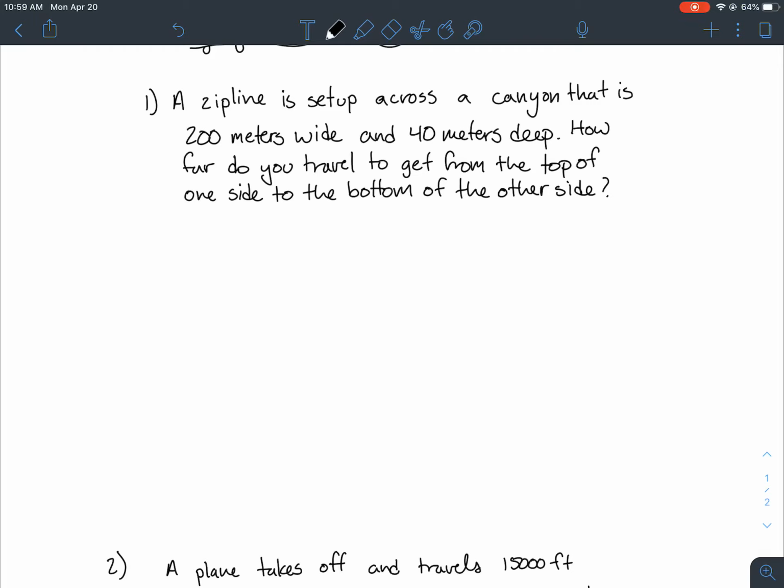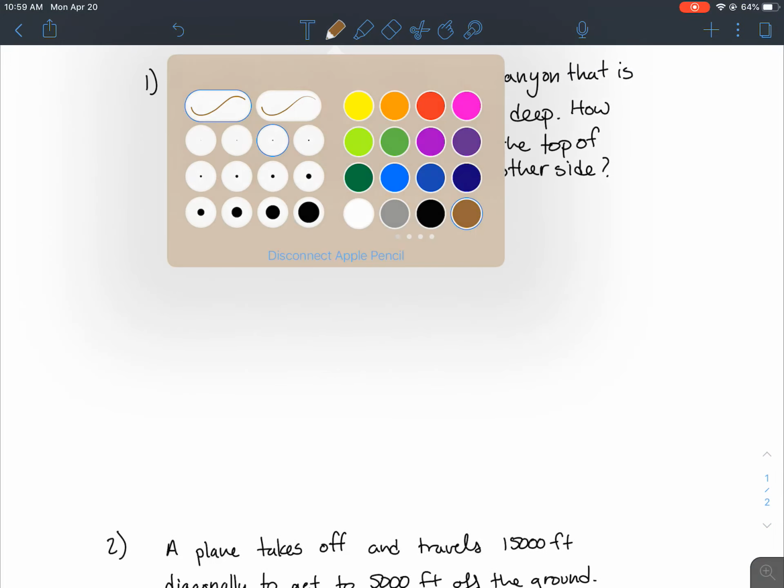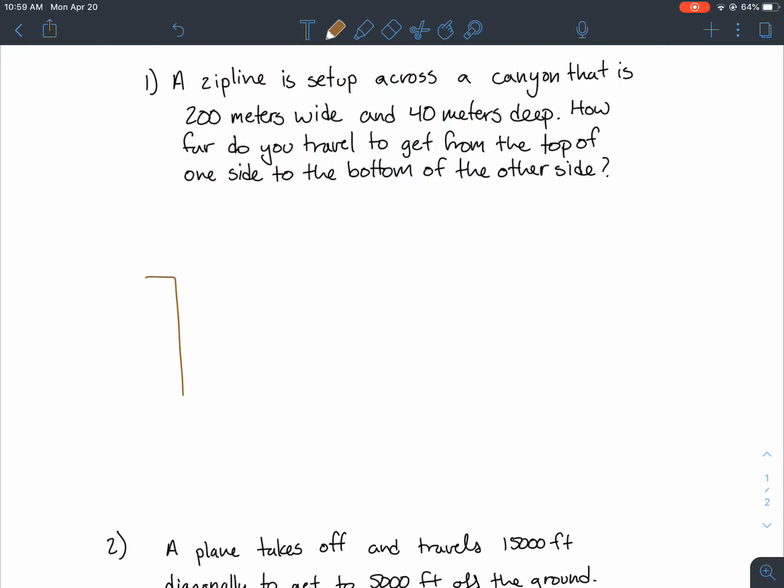It says, a zip line is set up across a canyon that is 200 meters wide and 40 meters deep. How far do you travel to get from the top of one side to the bottom of the other side? So the best way to start these is to go ahead and just draw a picture. So for instance, we're looking at a canyon, so there's one side, and here's the other side. Actually, I'm going to need a little more room, so I'm going to move this here.